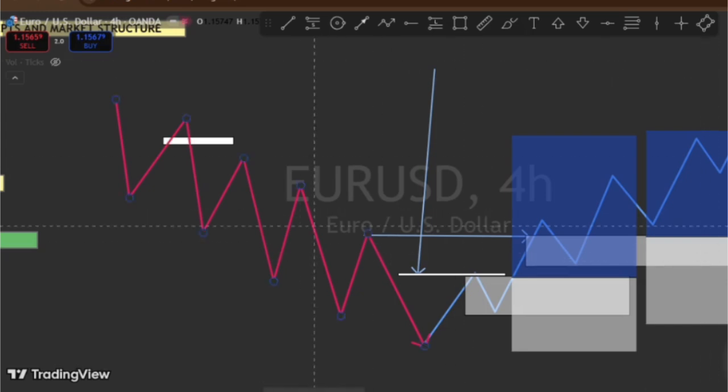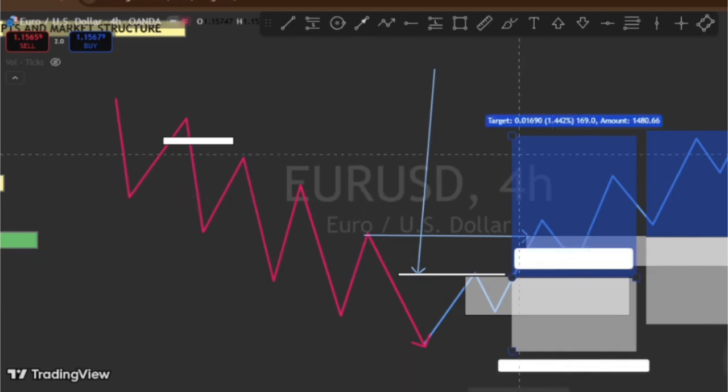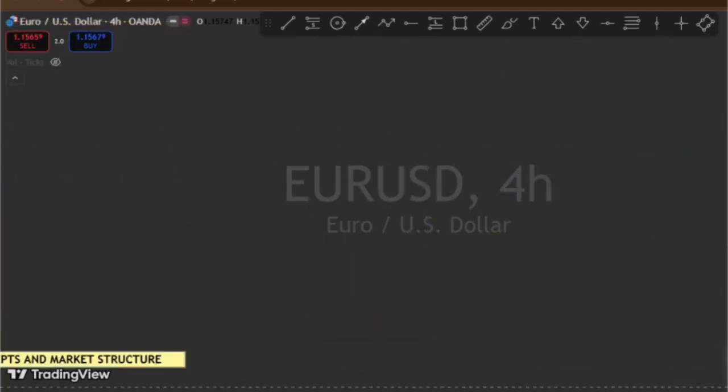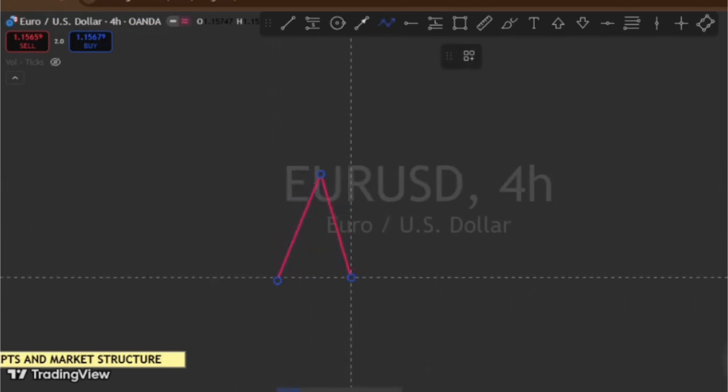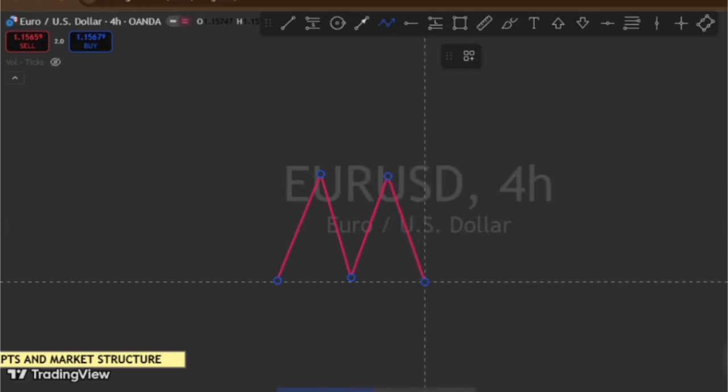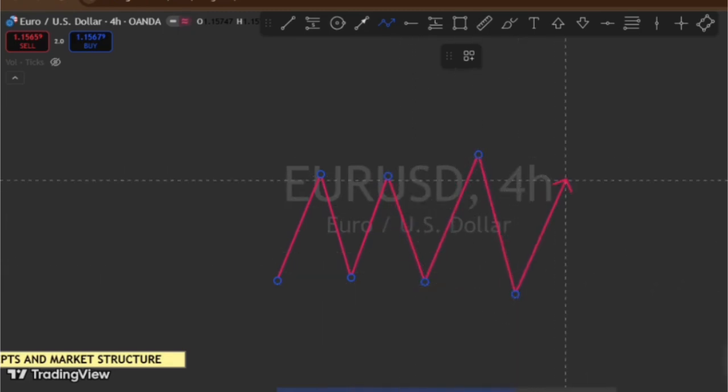We have covered a downtrend, we have covered an uptrend, then we have tried to cover a consolidation phase. So there are three types of market structures. This is a consolidation phase, consolidation, so it is a ranging market.